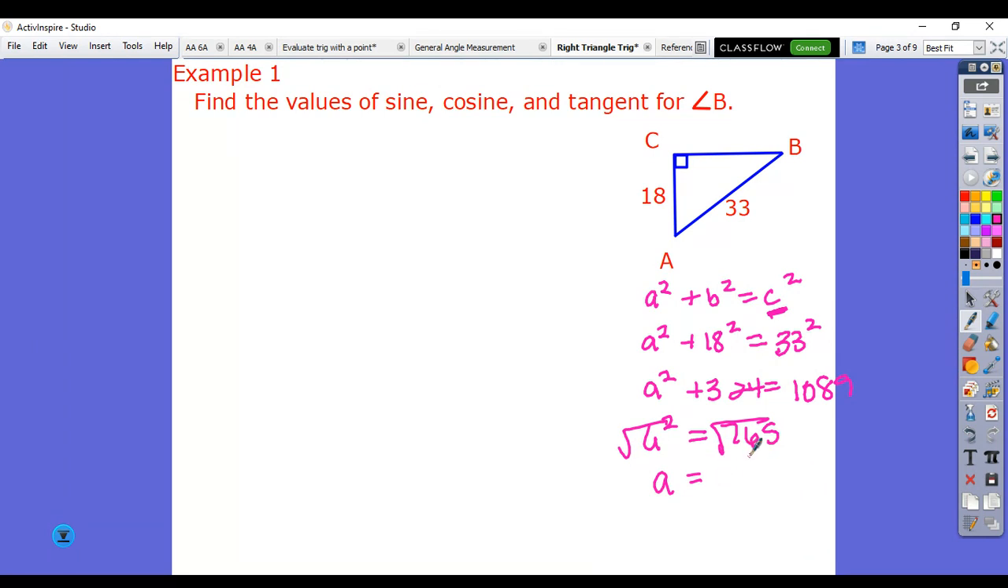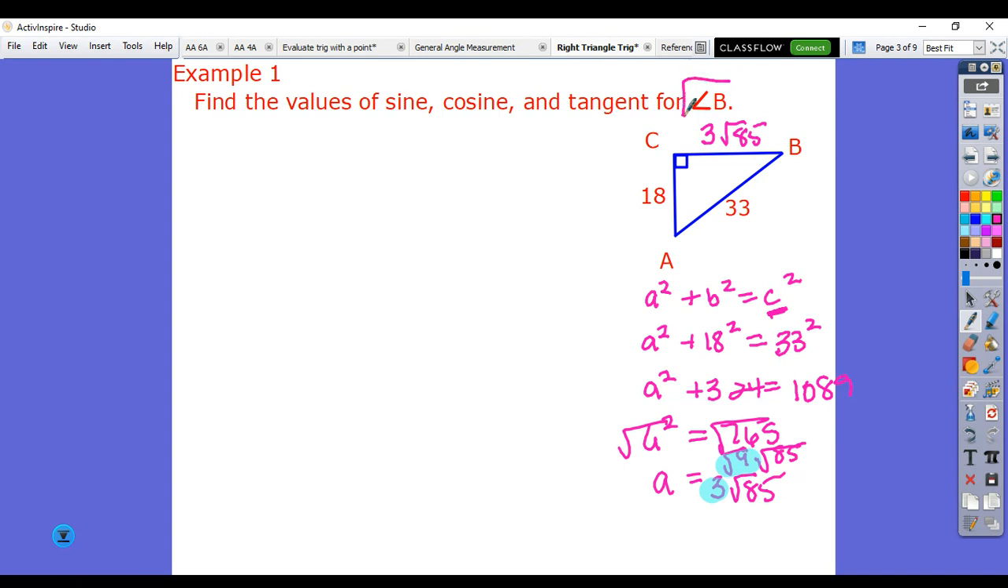But 765, if you do your square root, can be broken into 9 times 85. So let's think about square root of 9 times square root of 85 is 3 square roots of 85. Because you can take the square root of 9 and get 3. You can't take the square root of 85, so it stays under the square root. So I'm going to bring this back up here and label that side.